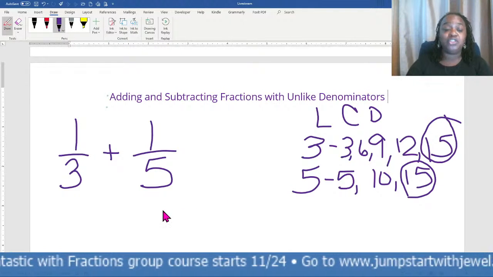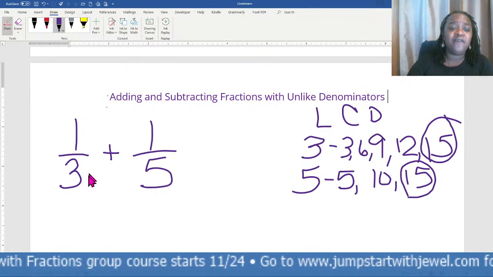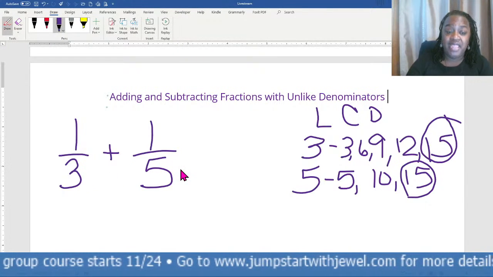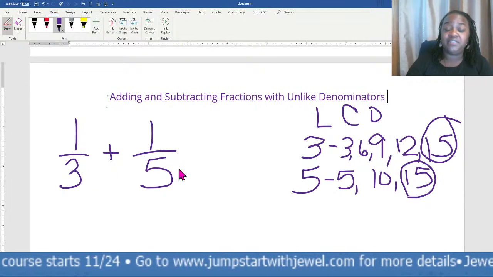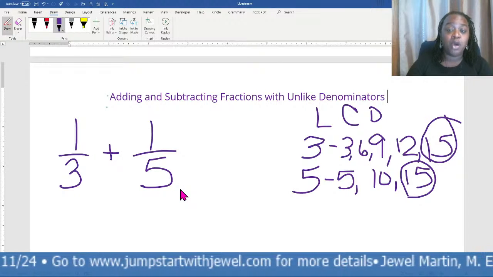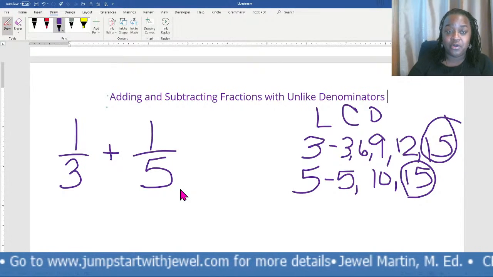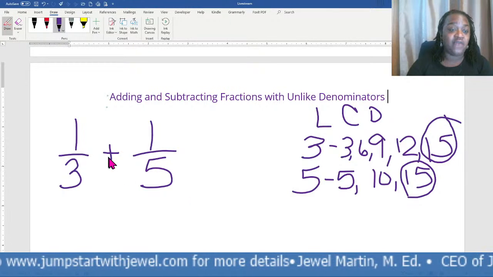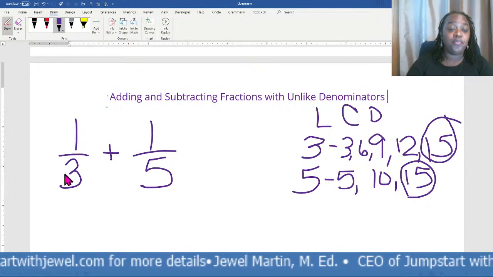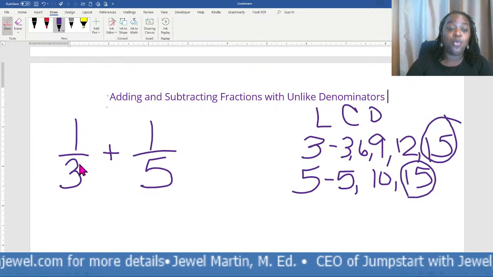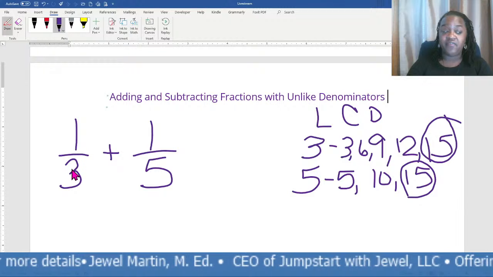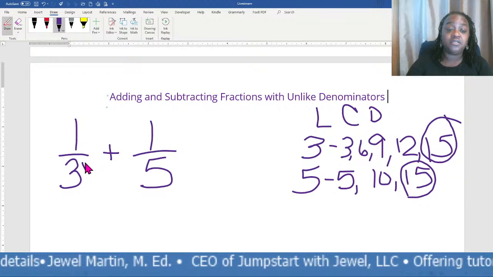So what you have to do now is convert the denominators to 15 so that you can add these numbers together. So what you have to do is multiply them by the factor that will make it 15. So I've got 1/3 plus 1/5. So 3, you do the denominator first. What number, when you multiply it times 3, will give you 15? That factor is 5.